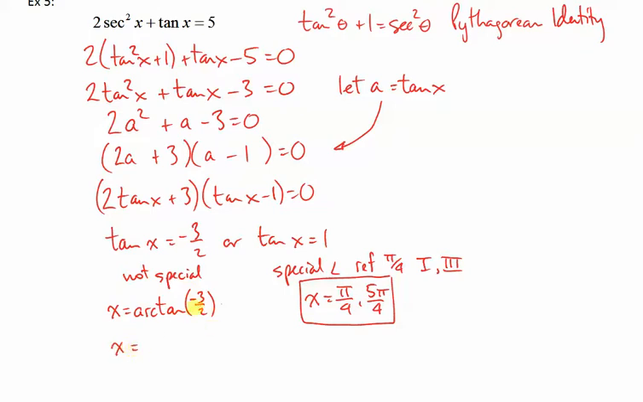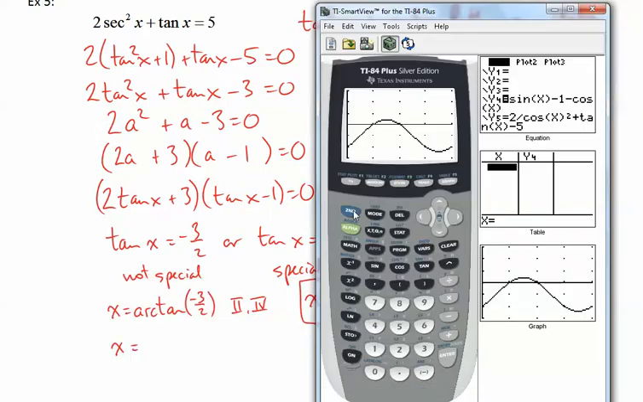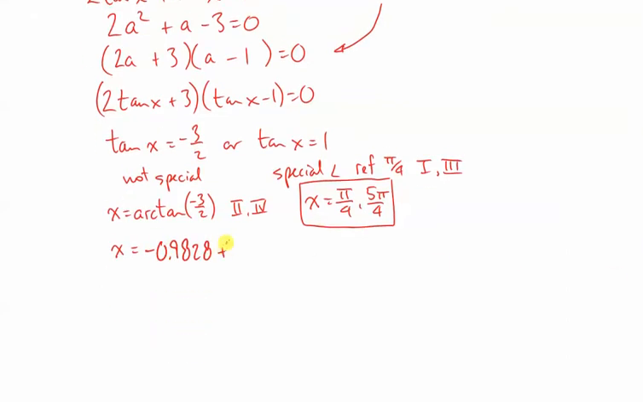Now, arctan is negative in quadrants 2 and 4. When I use my calculator, it is going to give me a negative angle representing quadrant 4. That's my prediction. Arctangent of negative 3 divided by 2, close bracket, and sure enough, negative 0.9828. So that's a quadrant 4 angle.